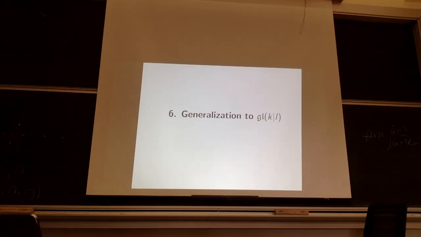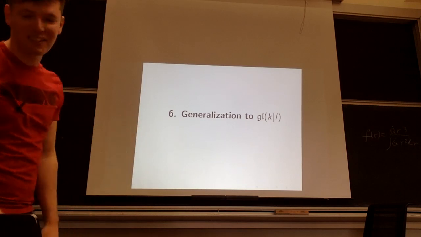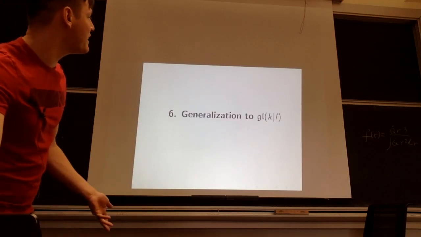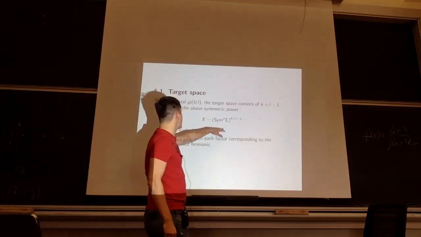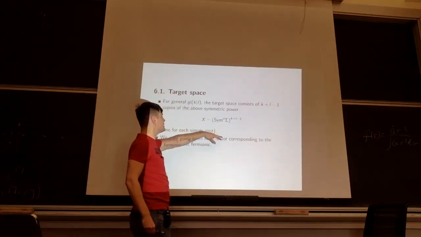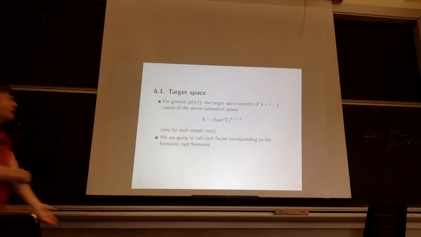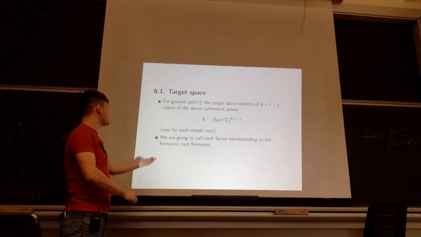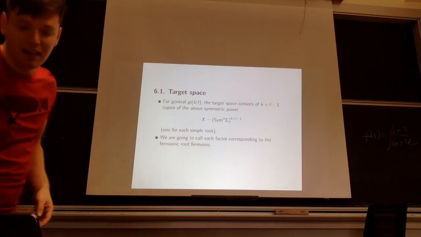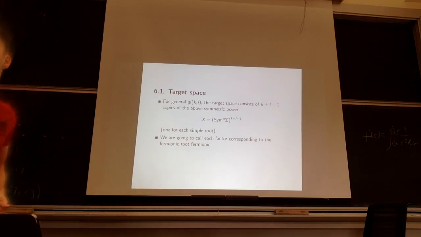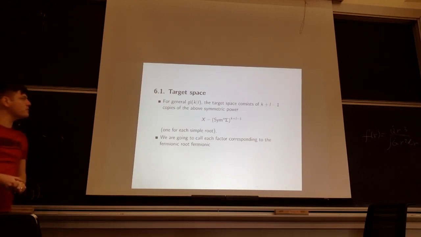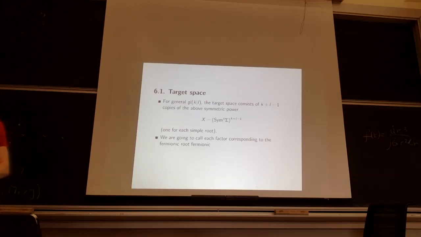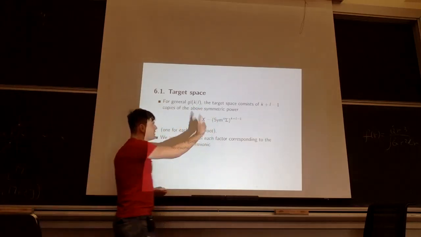It's a rather straightforward calculation I can show you, but I don't have time because I want to also tell you a little bit about GL(K|L), what needs to be changed. Firstly, the target space changes. We get multiple components of the following form. Basically, we get one n-th symmetric power for each simple root of the algebra. Some of the factors I call fermionic, and those are the ones that correspond to the fermionic roots of GL(K|L). What's the simplest example? GL(1|1) is already non-trivial. It has a single fermionic root, and there it's simply the n-th symmetric power.